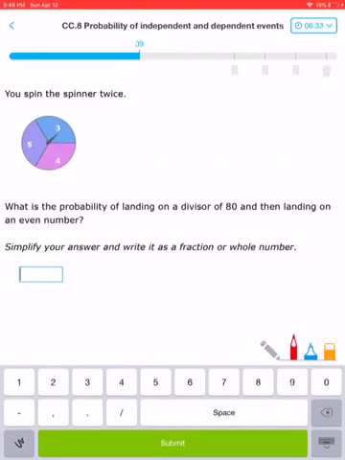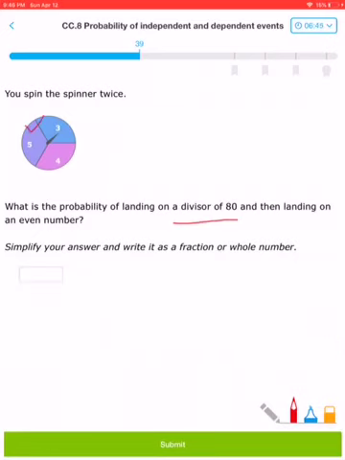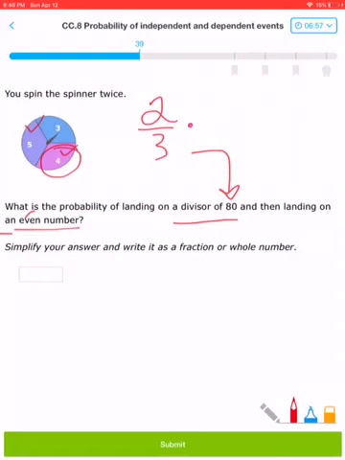You spin the spinner twice. What is the probability of landing on a divisor of 80? That means something that divides into 80 and then landing on an even number. Okay, will 5 go into 80? Yes. Will 4 go into 80? Yes. Will 3? No. So there's a 2 out of 3 chance for the first event, and then the second event's an even number. And there's only 1 even number. And this bottom number is going to be 3, because when you spin a spinner, all 3 options are still going to be there. So 2 times 1 is 2, 3 times 3 is 9.